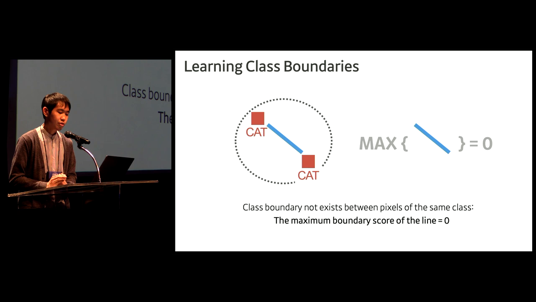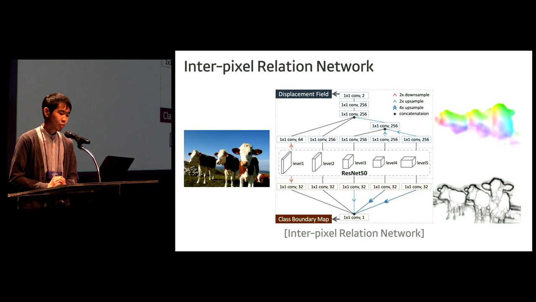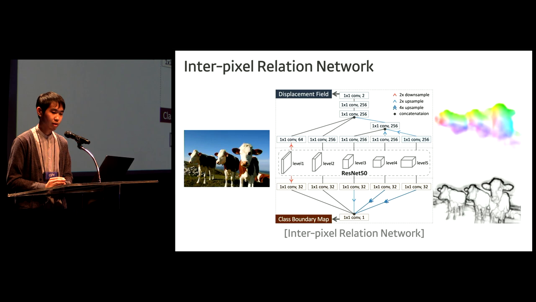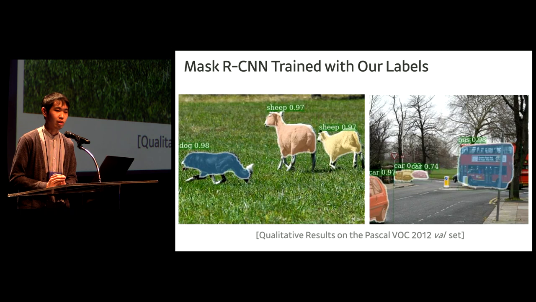And the other way around, between pixels of the same class, there should be no boundary, so we penalize boundary scores between them. So we propose the interpixel relation network. This network is learned from the two types of interpixel relations. It jointly estimates the displacement field and the class boundary map. And finally, you can train Mask R-CNN with the pseudo labels. It is a method to distinguish different instances and also find their accurate shapes.